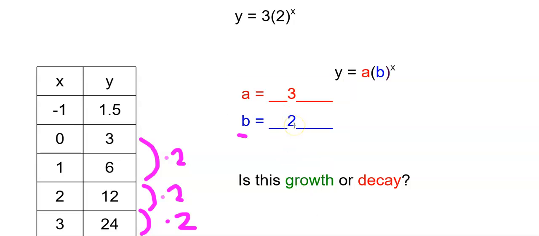Now, we said previously, if b is greater than 1, it's growth. So since b is 2, that means this is an exponential growth.